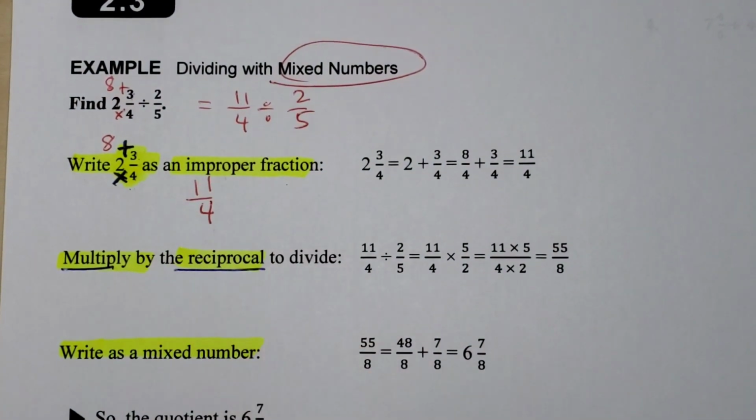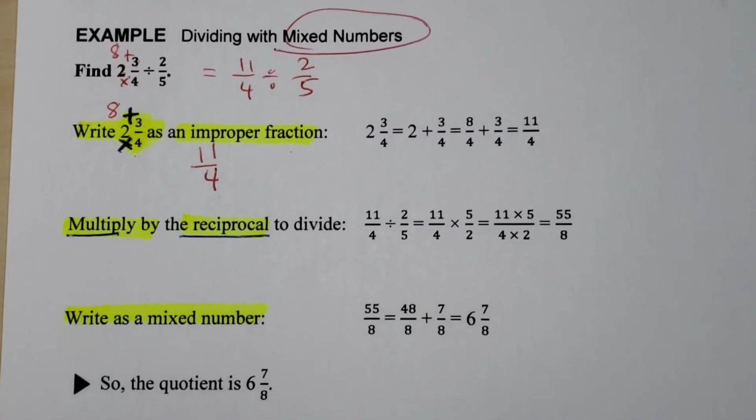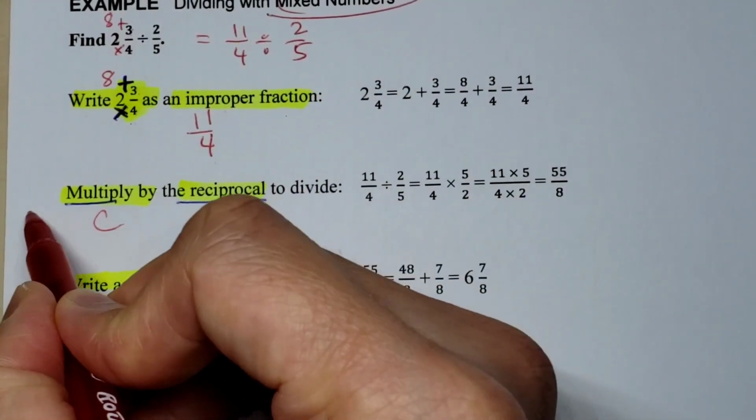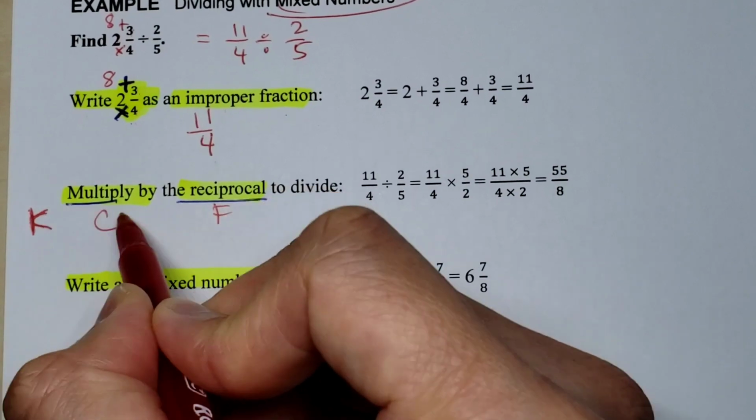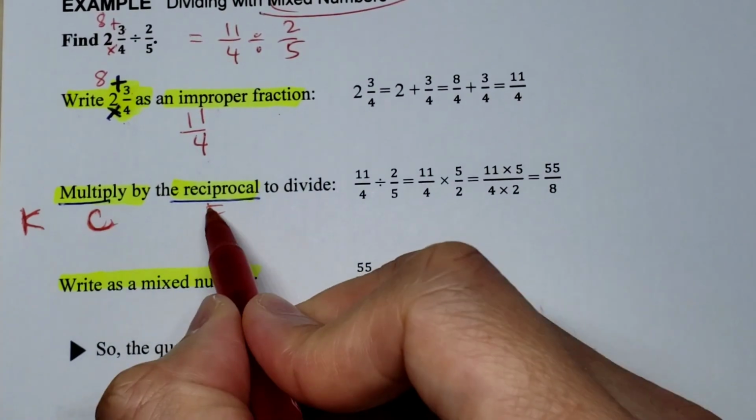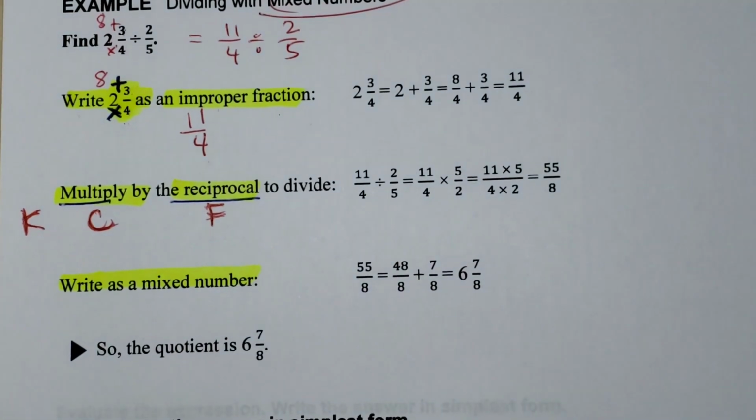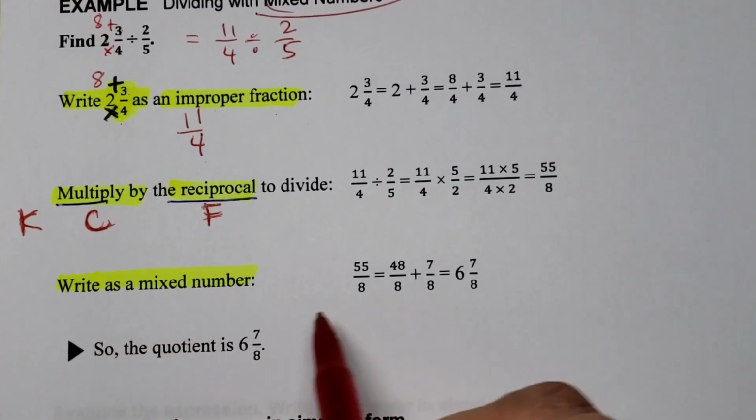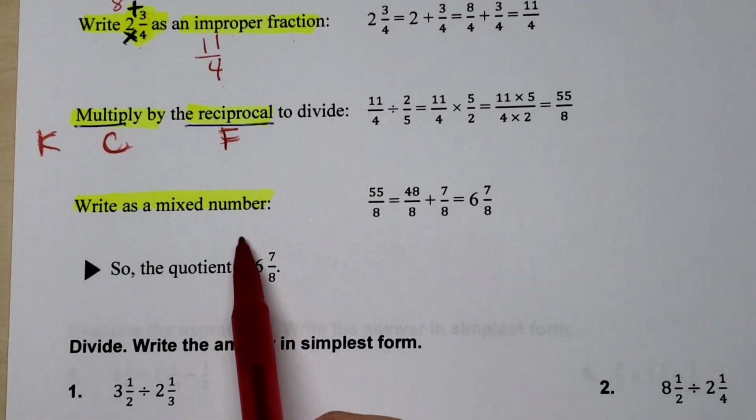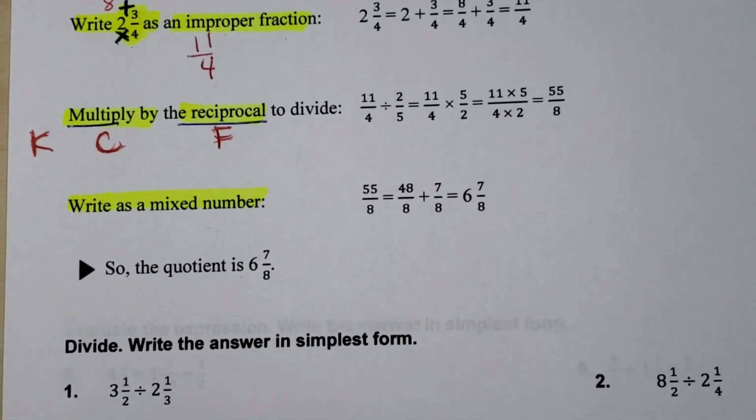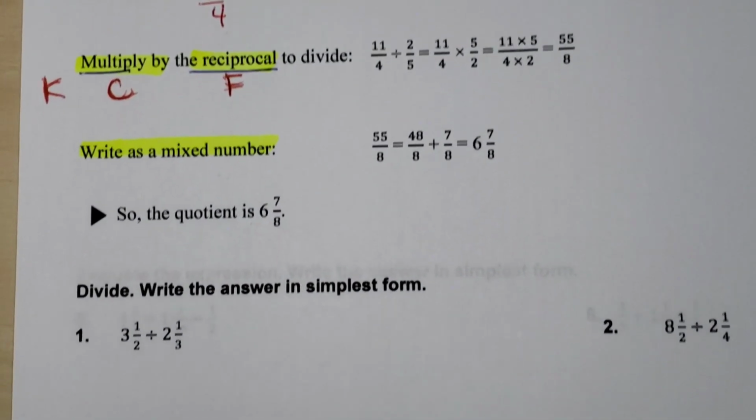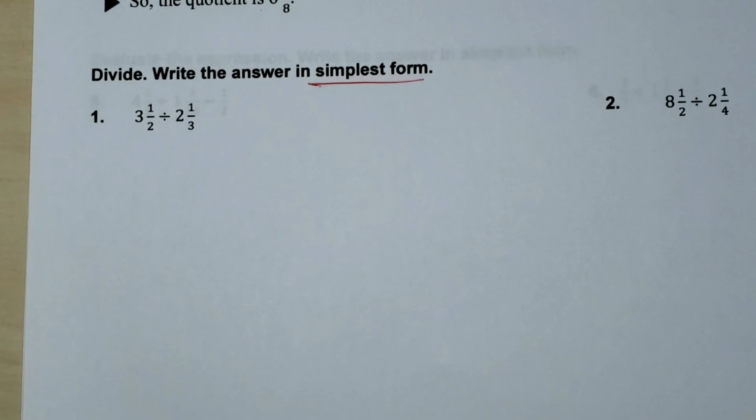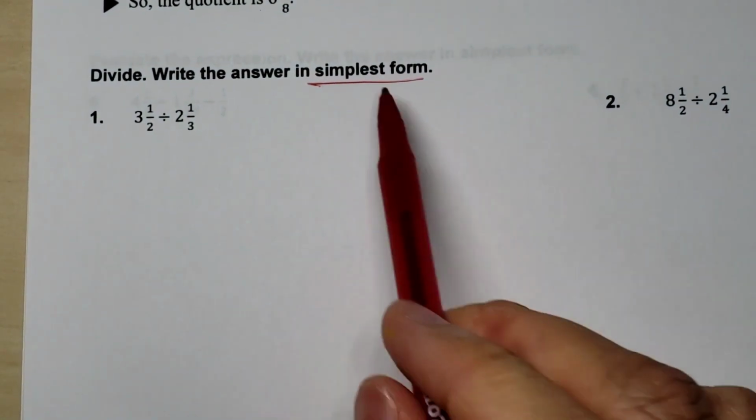Okay, so after you've done this, follow the steps we discussed before, that we need to multiply by the reciprocal. That means we change and we flip. We keep the first number, then we change the division to a multiplication sign, and then we flip the second number, or the divisor. So keep, change, flip, and that would work. Then whatever your answer is, you change that back to a mixed number, or depending on what the question is asking, if it's an improper fraction, you do the same. So let's practice. Divide, write the answer in simplest form. Please watch my video on dividing fractions to know what this means.